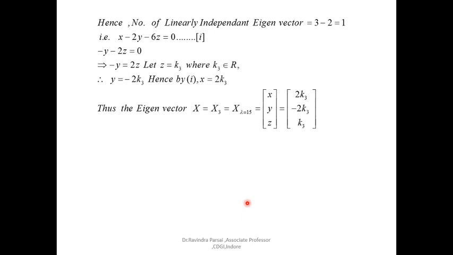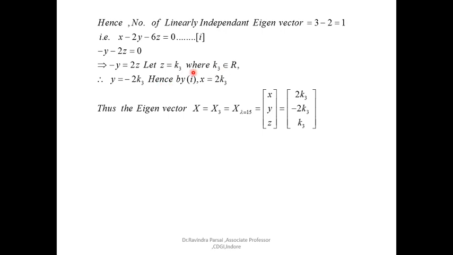This gives the eigenvectors corresponding to lambda equal to 15. Now you can calculate this way. For this you will take another unknown, k3. So the first equation is x minus 2y minus 6z equal to 0, and the second one is minus y minus 2z equal to 0. Now here you also take one variable as independent, so let z equal k3, where k3 belongs to R. Therefore y equals minus 2 k3.